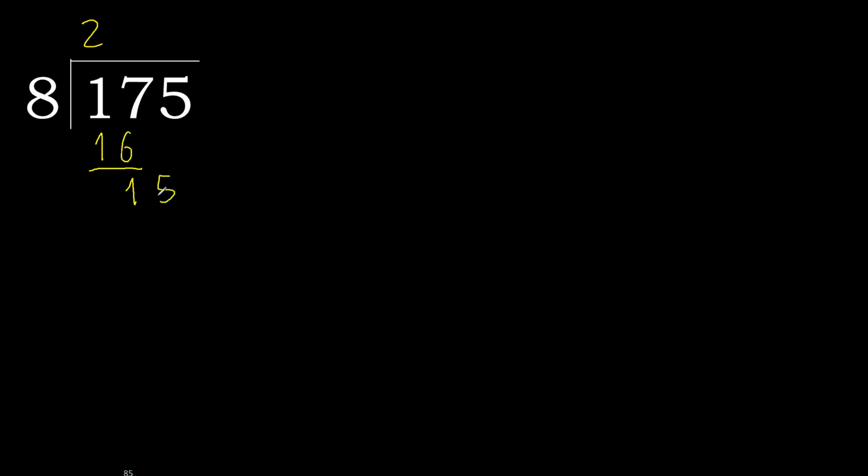Next, 15. 8 multiplied by 2 is greater. Multiplied by 1 is 8. Is not greater. Okay, 15 minus 8 is 7. Next, there is no number left, therefore the whole number part is complete.